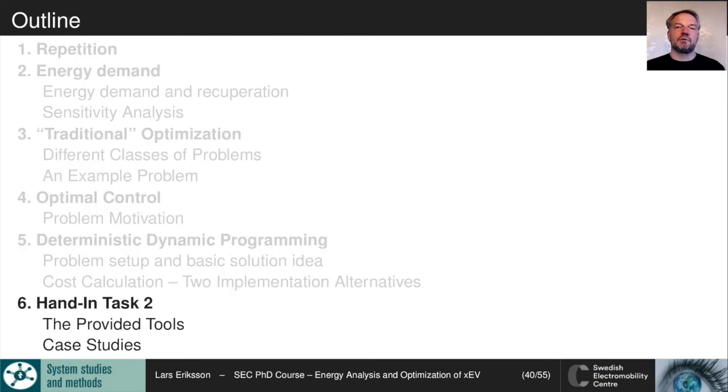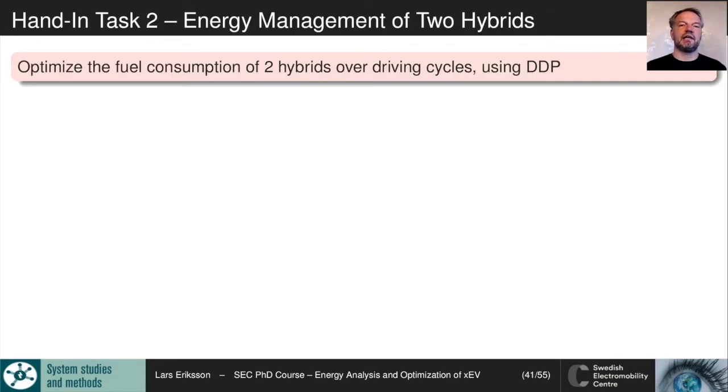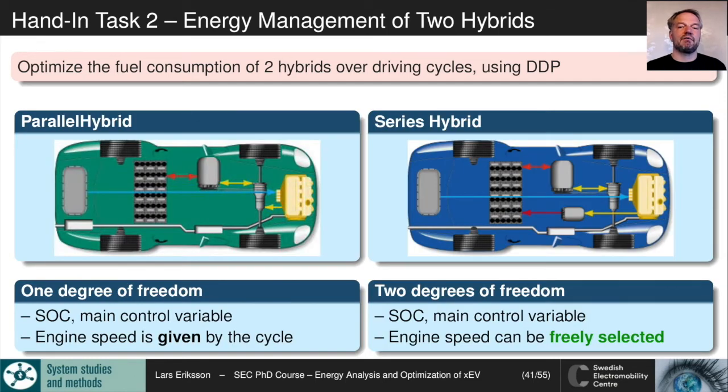Now we come to the software that you will utilize in the second hand-in task. We look at the provided tools, we look at some case studies that I did for the parallel hybrid in terms of computational time. Hand-in task 2, it's energy management of 2 hybrids, and your task is to optimize the fuel consumption of 2 different hybrids of different structure over some driving cycles using deterministic dynamic programming. You have the parallel hybrid and you have the series hybrid.